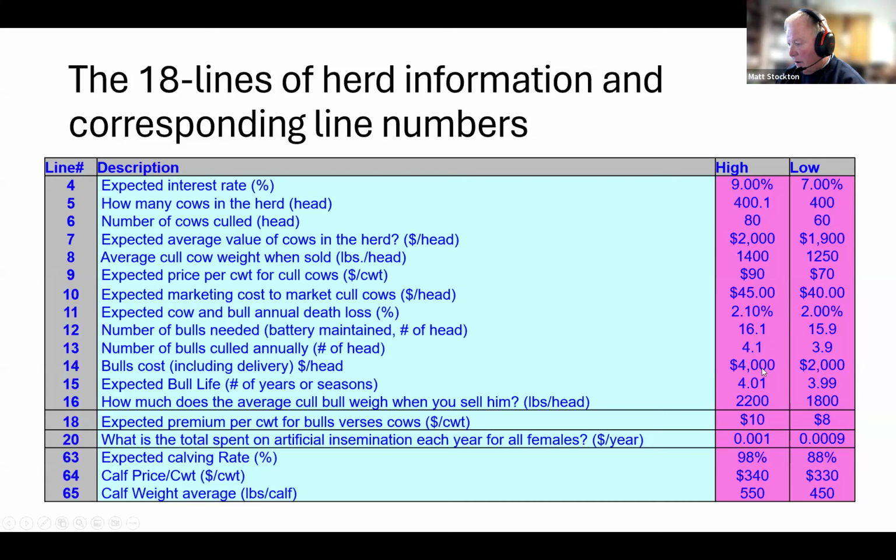This is how much I'm paying for bulls. I think I can pay as much as $4,000. They could be as high as $4,000 more too. You can put any number you want in there. I don't care, it's your numbers. I just have these numbers in there, and if you like the numbers, fine. If not, change them. That's what you can do.